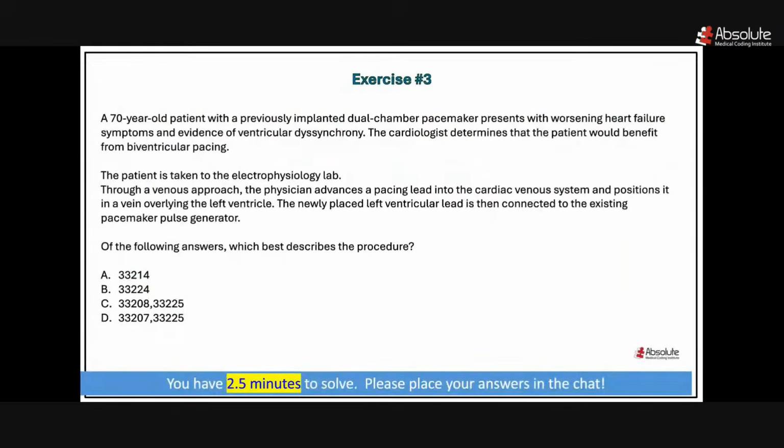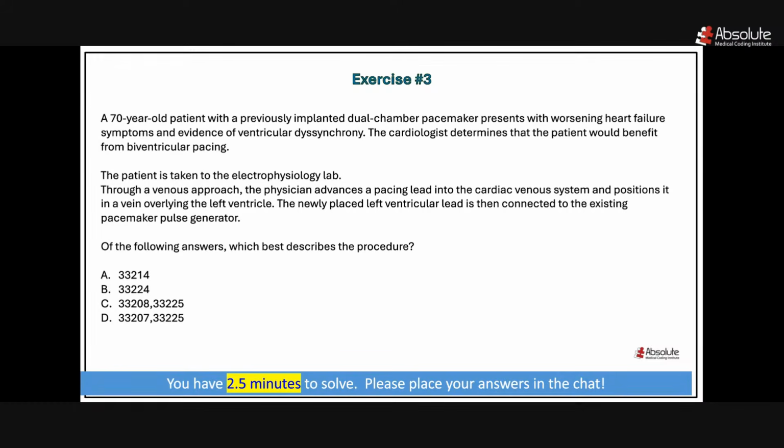Here we go, exercise number 3. And the question is, of the following answers which best describe the procedure? Your options are option A, 33214, option B, 33224, option C, 33208, 33225, option D, 33207, 33225.